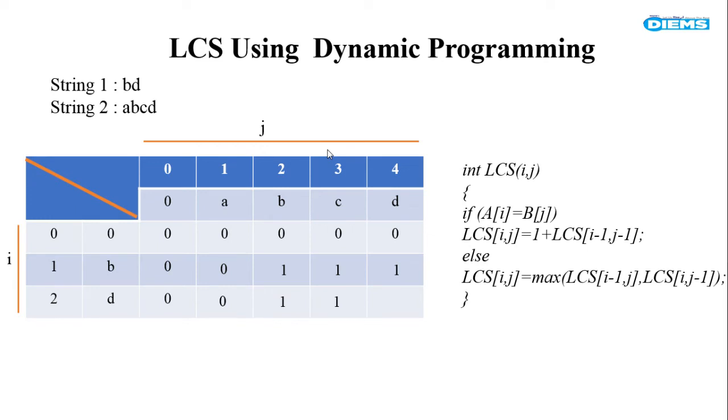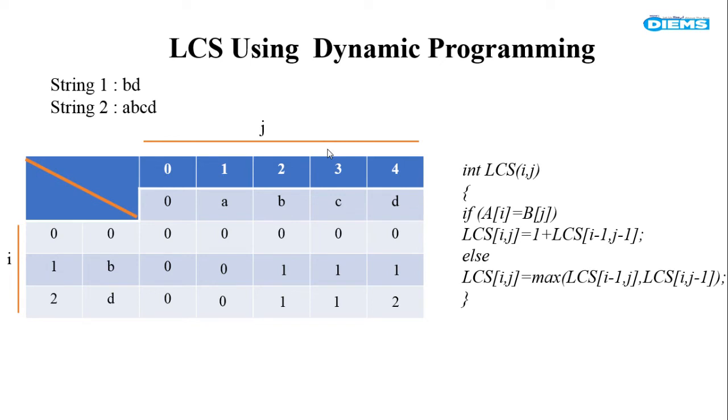And lastly, D. D is matching with D. Yes, it is matching, so it will not go for the maximum value. It will take the result of 1 plus LCS(i-1, j-1). So it will be 1 plus 1, which will return 2. Right. So if you observe here, the last value we are getting in the table, 2, is the number of characters that are matching within the two strings which are given to us.